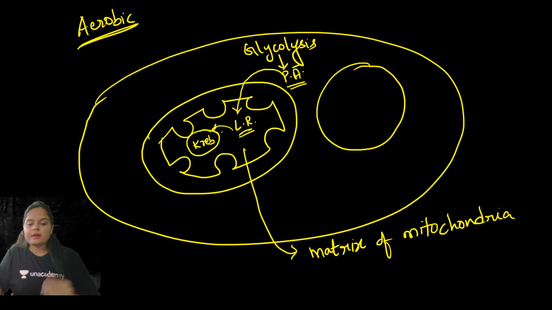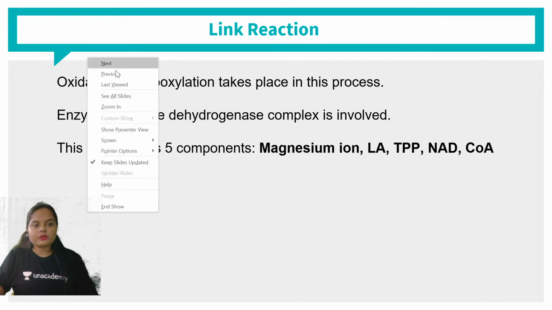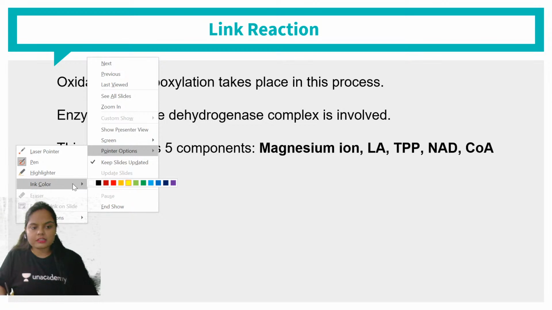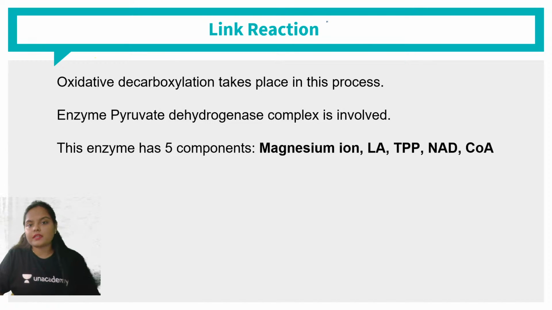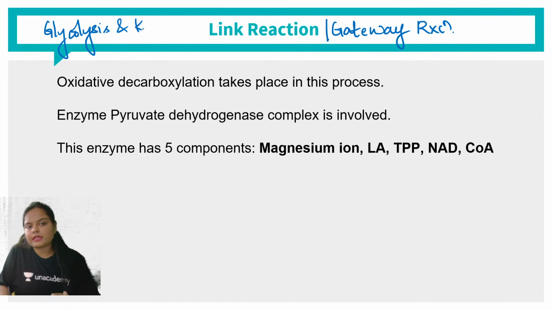Okay guys, so come on, let's begin with the link reaction. This link reaction is also known as the gateway reaction. Basically it is a connecting link between the glycolysis and the Krebs cycle, and that is why the term link or gateway reaction is given to this particular process. So it is a connecting link between the glycolytic process and the Krebs cycle.